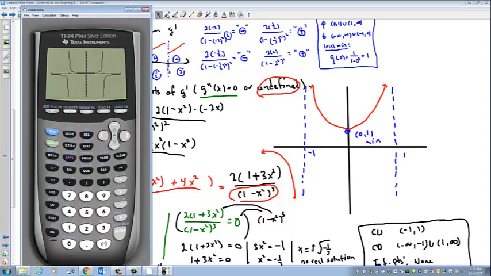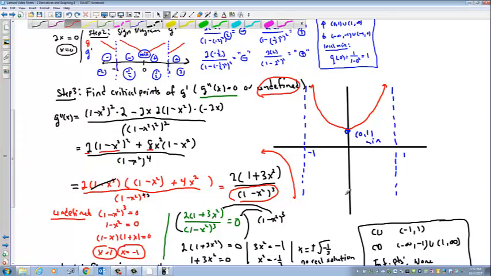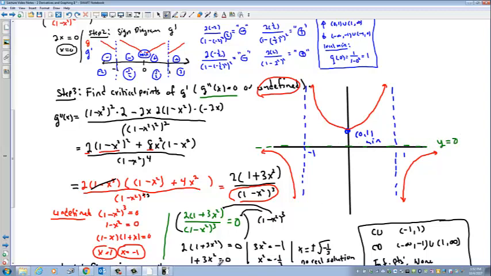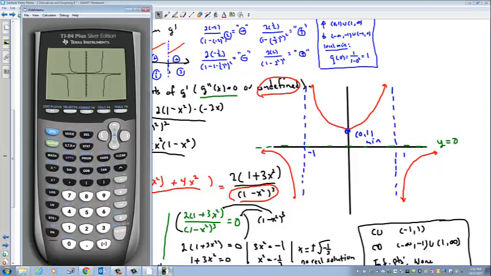So we'll start at the bottom, down here, come up and start to level off right here, because remember there's also a horizontal asymptote at y equals 0. You can draw that on there if you like. And you can use your graphing calculator to check your work to make sure it's right.